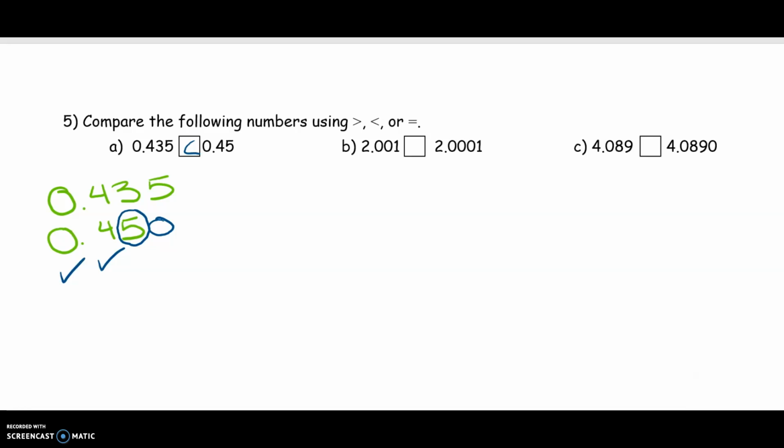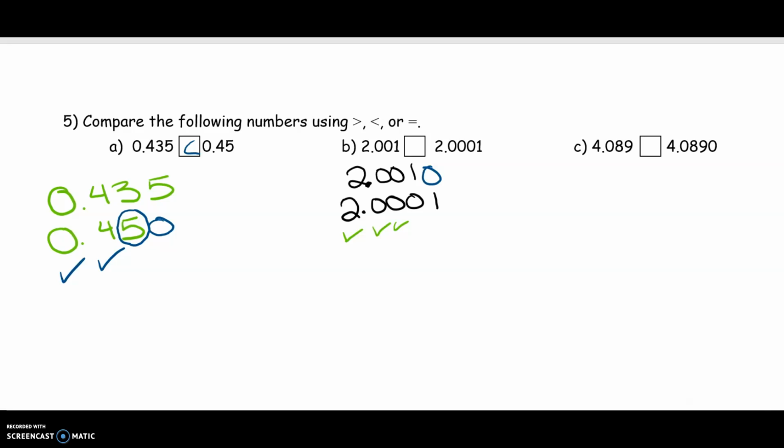On to letter B. We have 2.001 in comparison to 2.0001. First, I want to make sure both values extend to our 10,000ths place, so let's go ahead and do so. Now that this is done, we want to compare each column. So we have a 2 and a 2 in our ones place, a 0 and a 0 is equivalent, a 0 and a 0 is equivalent.